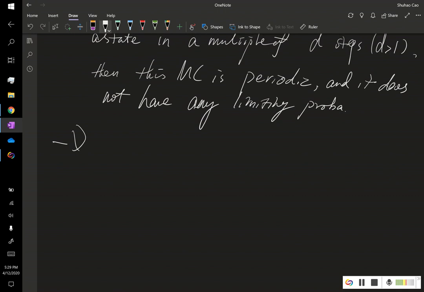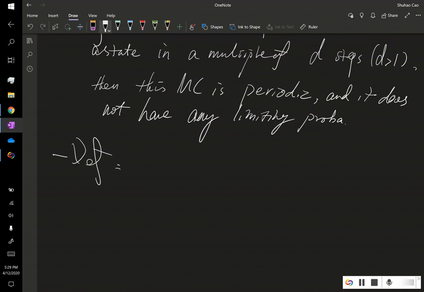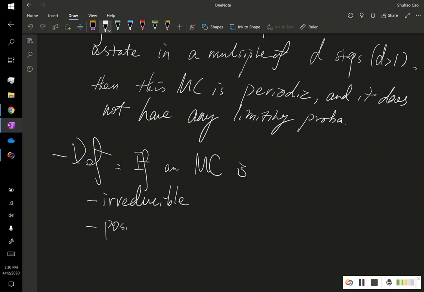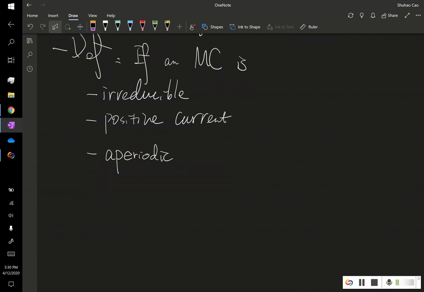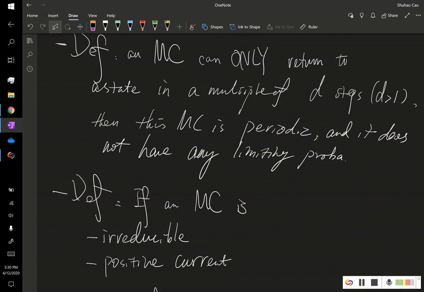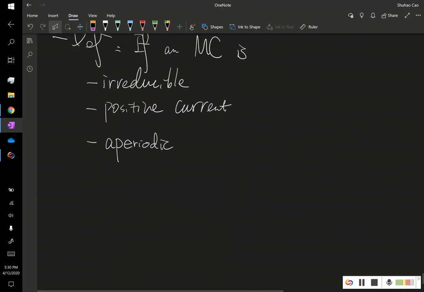Lastly, we have a new definition, that is, aperiodic. If a Markov chain is irreducible, meaning we only have one class, second, positive recurrent, so no states are transient, and most importantly, aperiodic, meaning it's not a periodic process. It means for any of the states, we cannot expect this Markov chain to return to this state at a fixed number of steps, every d steps. Then this Markov chain is called ergodic.